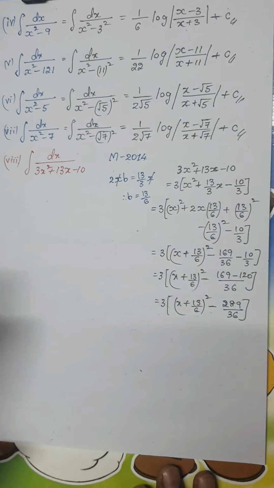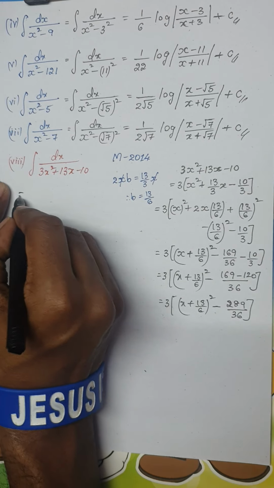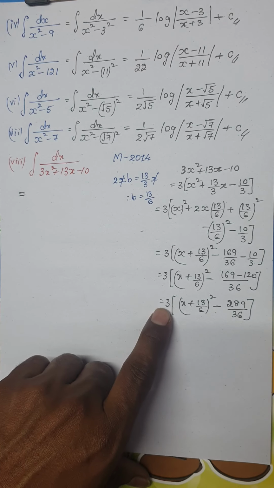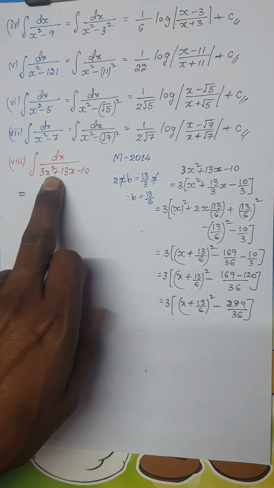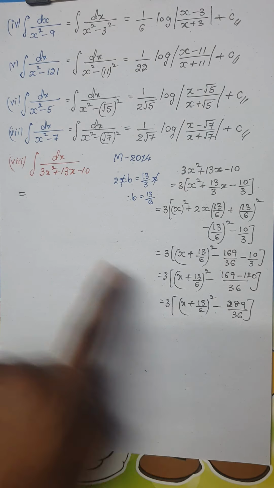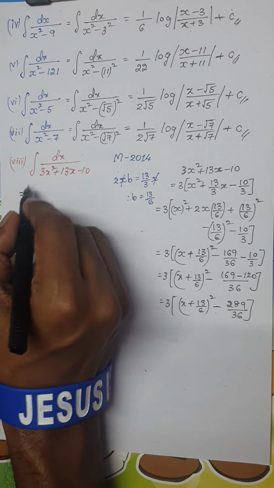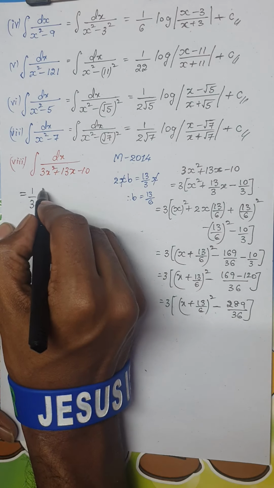Now remember, this entire term I'm going to replace in the integral. Please be careful: I have a constant 3 here. Remember that this term is in the denominator. Please be very careful. This term is in the denominator because 3 is outside, which is a constant. I'm going to keep 3 outside.